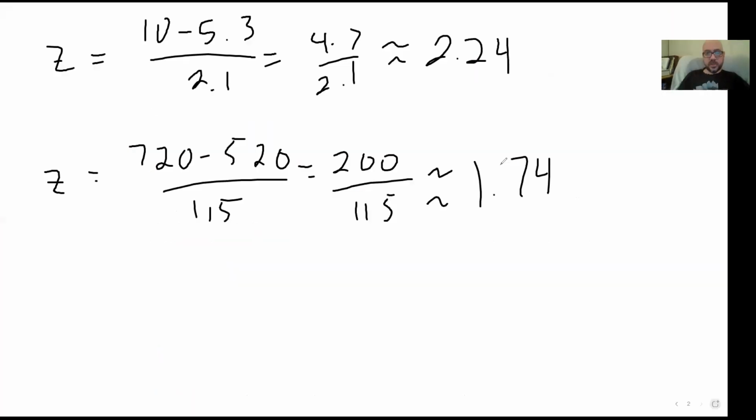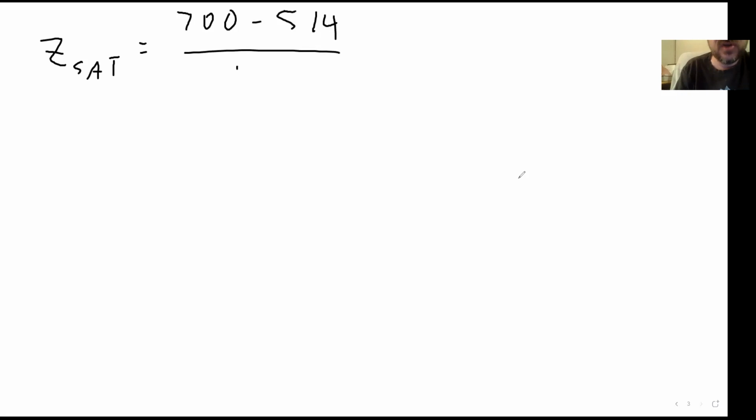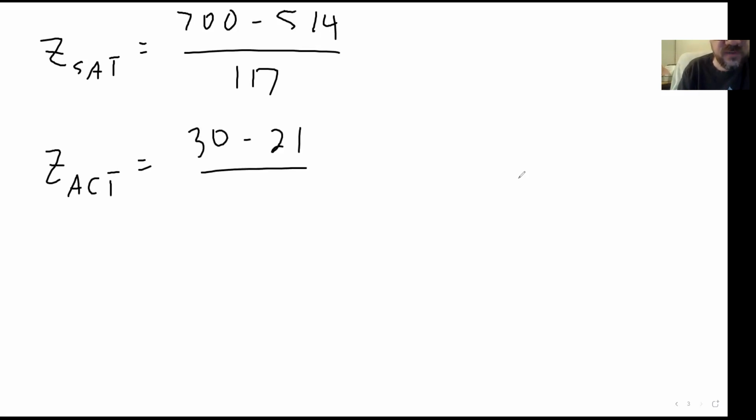So I'm going to make a new one. So z sub SAT is, well, they get 700 with a mean of 514 and a standard deviation of 117. And z sub ACT was we scored 30 with a mean of 21 and a standard deviation of 5.3, right? And so you can jam these both into your calculator. It turns out that the ACT is a little bit better. This is like 1.6 something. This is 1.7 something.